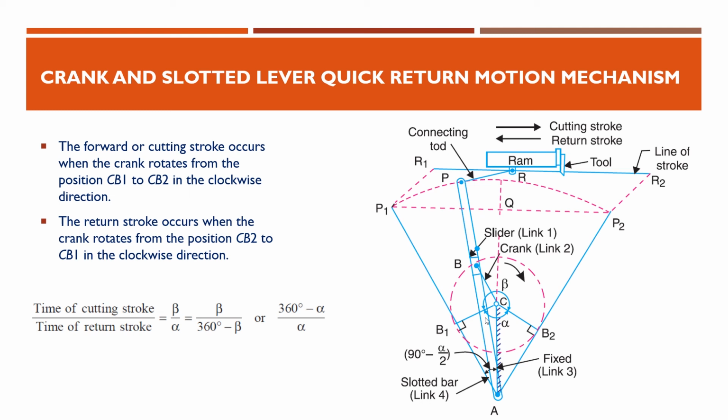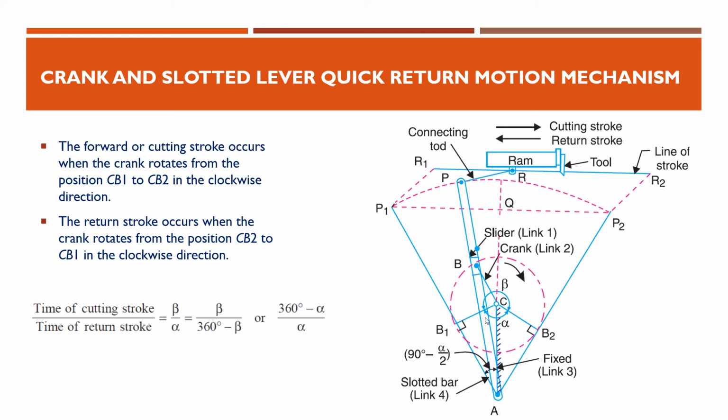Okay. So I hope you have no doubt on what a quick return mechanism is and how this is achieved. Even if you look at the shaper mechanism, it's a quick return mechanism. During the cutting stroke or the forward stroke, the tool moves slowly, whereas in the return stroke, where no cutting is taking place, the tool moves quickly back to the original position. So it is the quick return mechanism.